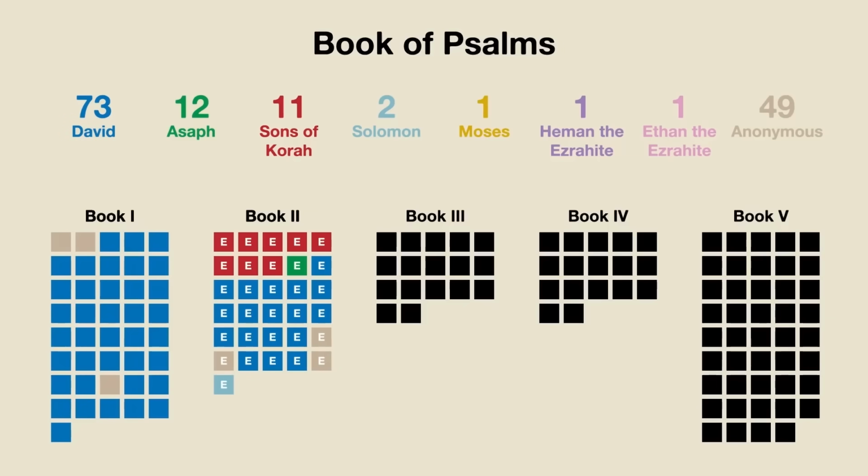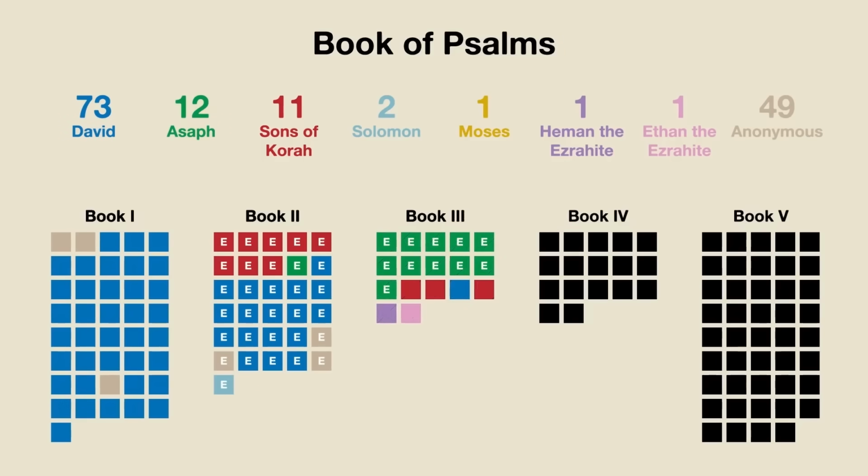Book 2 is also where we find most of the psalms that are attributed to the sons of Korah. Korah, who is known as Karun in the Qur'an, was the cousin of Moses, who rebelled against him. However, his descendants went on to serve in the temple as Levites, and one of their duties was singing songs.